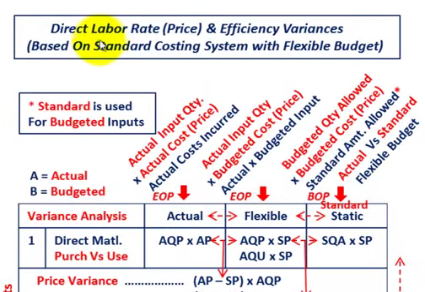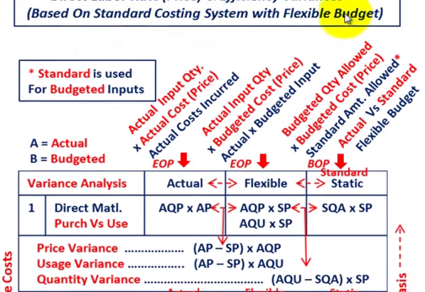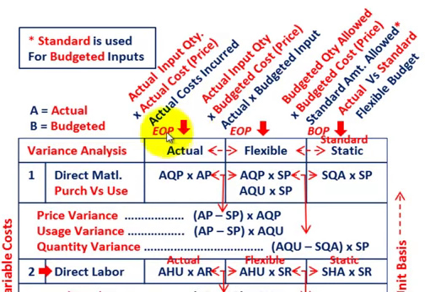What we're going to be going over here is the direct labor rate or price and efficiency variances, and it's going to be based on a standard costing system with a flexible budget. Okay, so let's look at what we're talking about here, and I have it laid out in a table form here. So for variance analysis, we're going to really be dealing with three different sets of numbers, or budgets. We're going to have our static or our standard budget, and then we're going to have our actual results that we have for the period.